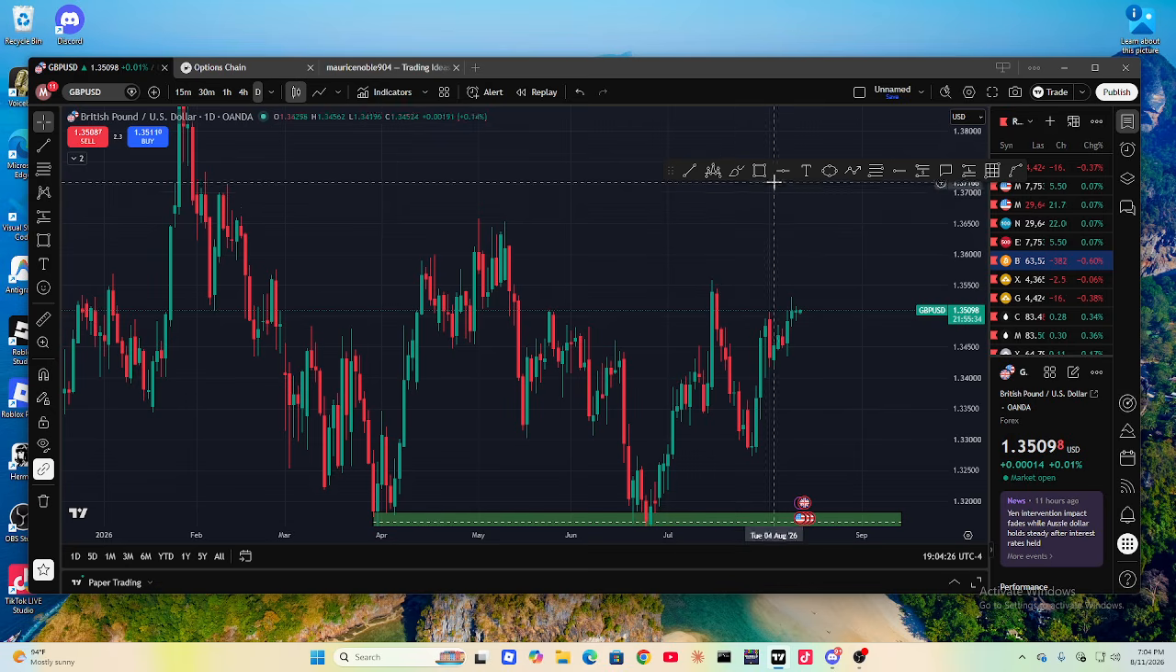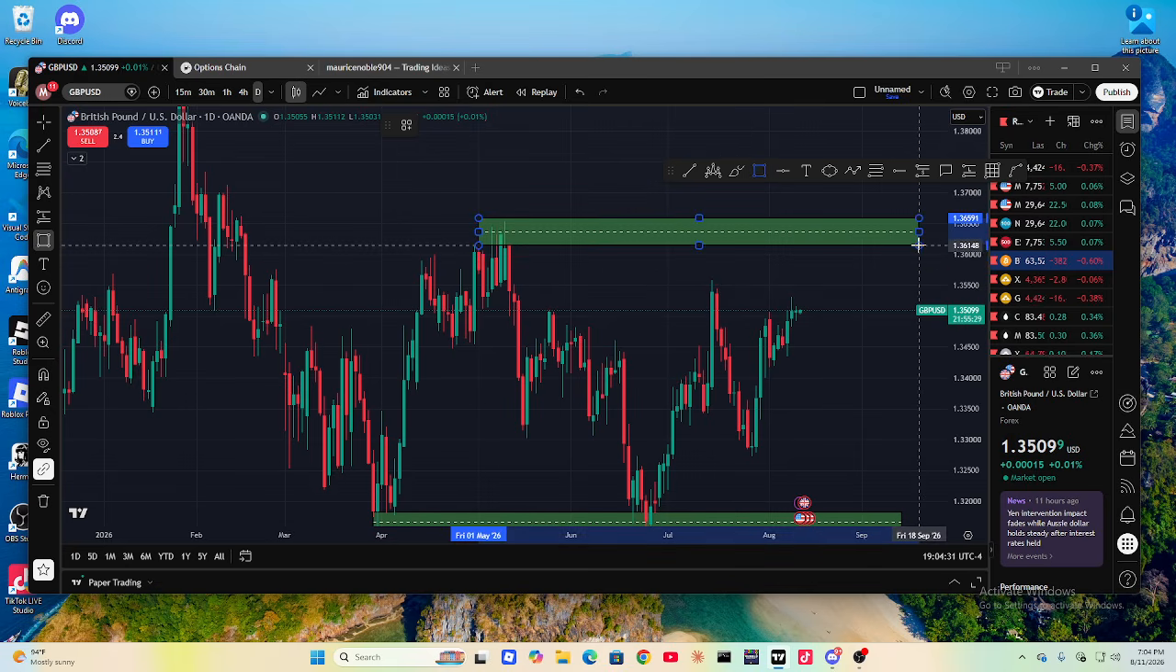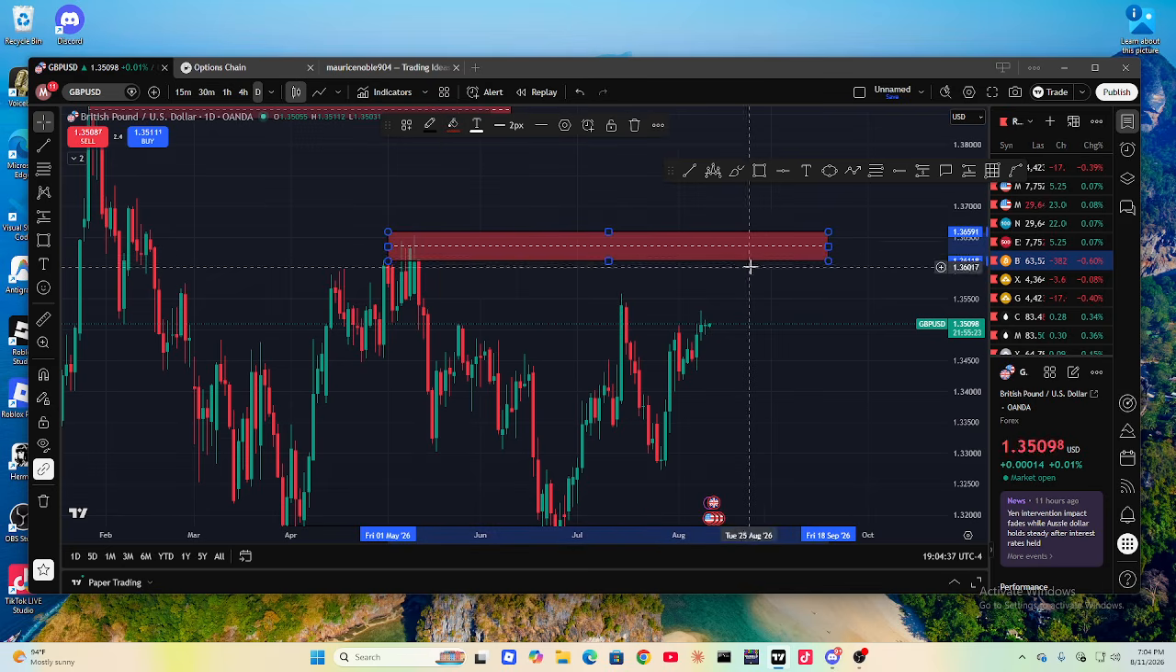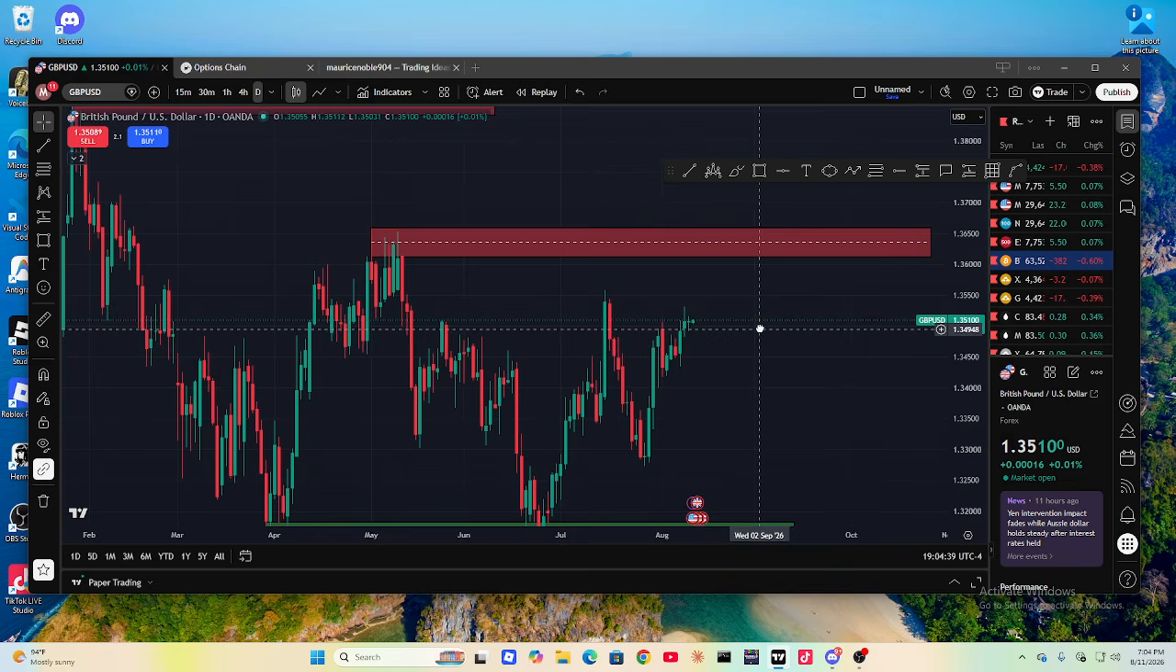So price is also restricting here. There's also a restriction zone. We'll mark this off as well. Not too big. Mark that off. Make this red. This is not a restriction zone.